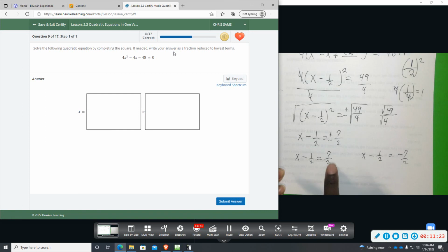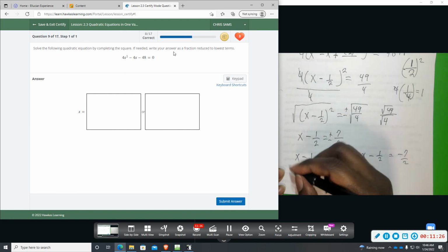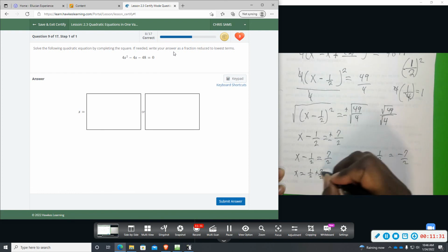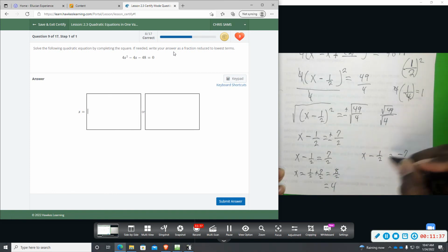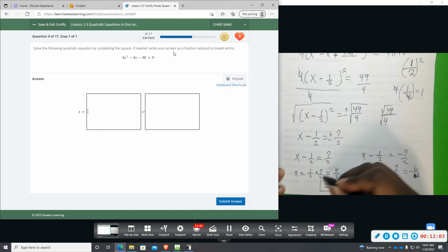Alright, when I add 1/2, the like terms on the bottom are the same, so I end up with x equals 1/2 plus 7/2, and you can add and get 8/2, which reduces to 4. And then over here, we have x equals 1/2, and since that's negative, minus 7/2. When you subtract those, 1 minus 7 will give you negative 6/2. Negative 6 divided by 2 is negative 3. So you get two answers, negative 3 and 4.